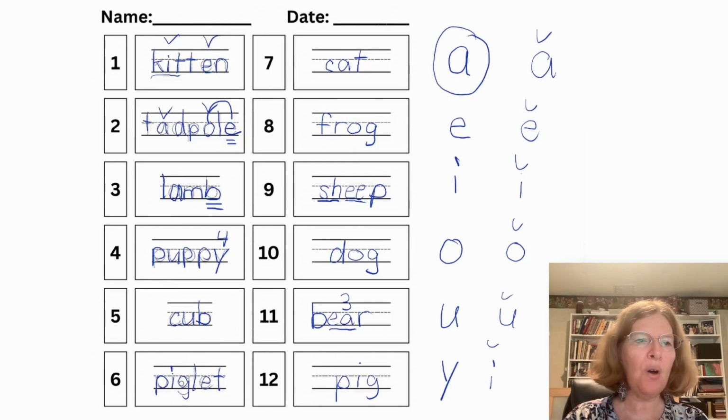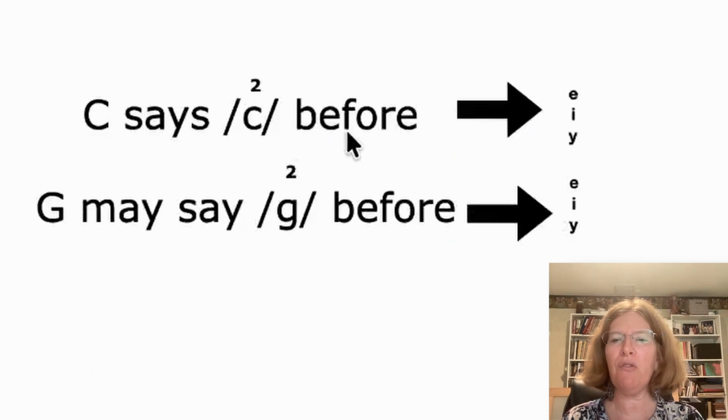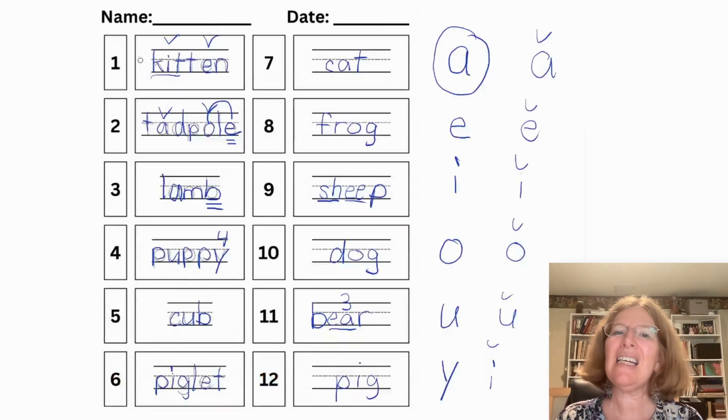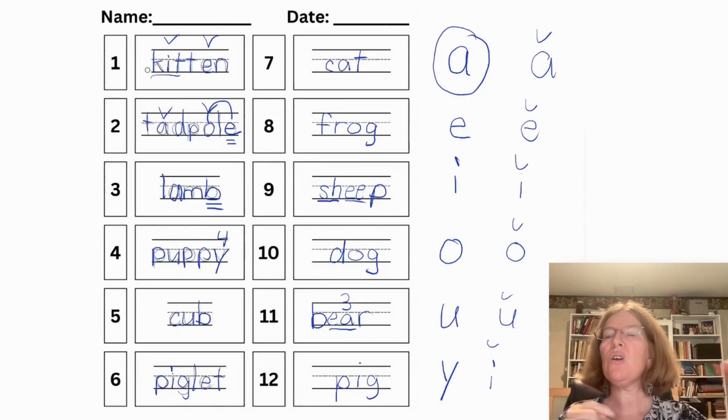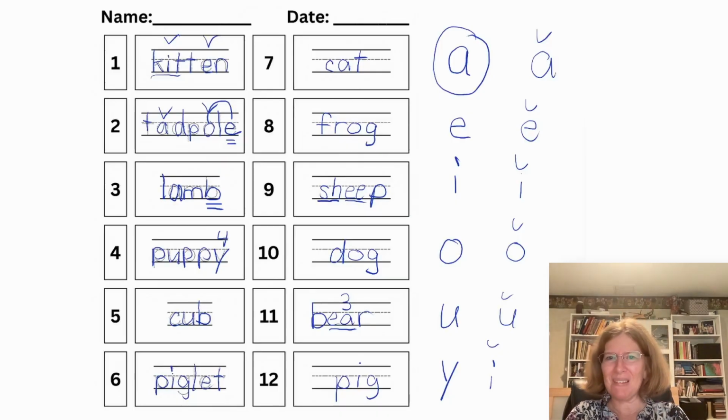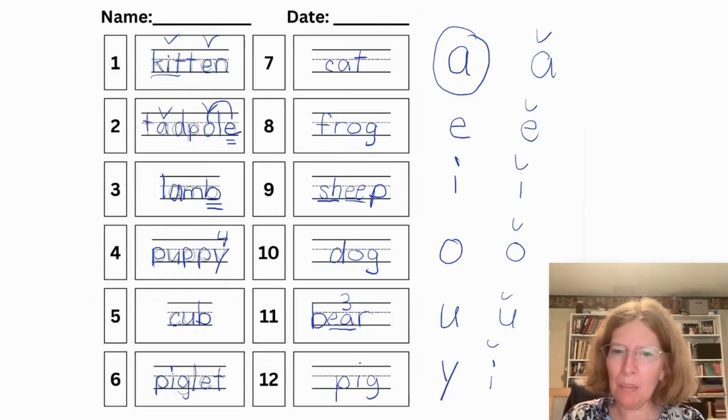Now, did you notice what C says before E, I, or Y? And did the C say S? No, because there's only three letters that can make the C say S. So if it is followed by an E, I, or Y, it has to be the K, otherwise it would be sitten, and it's kitten. Now that's a reverse rule, but you want the children to notice that most of the time the C says K. Okay, and notice lamb has a silent B.